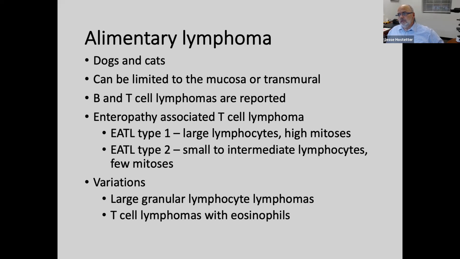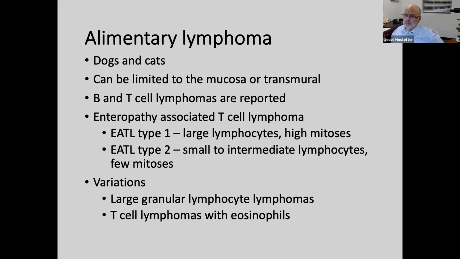It can be in the mucosa or it can be transmural. We see B and T cells, and there's a term here many of you may have heard before: enteropathy-associated T cell lymphoma. It comes to us from the human literature, but I see it entrenched in the veterinary literature, and I've used it.